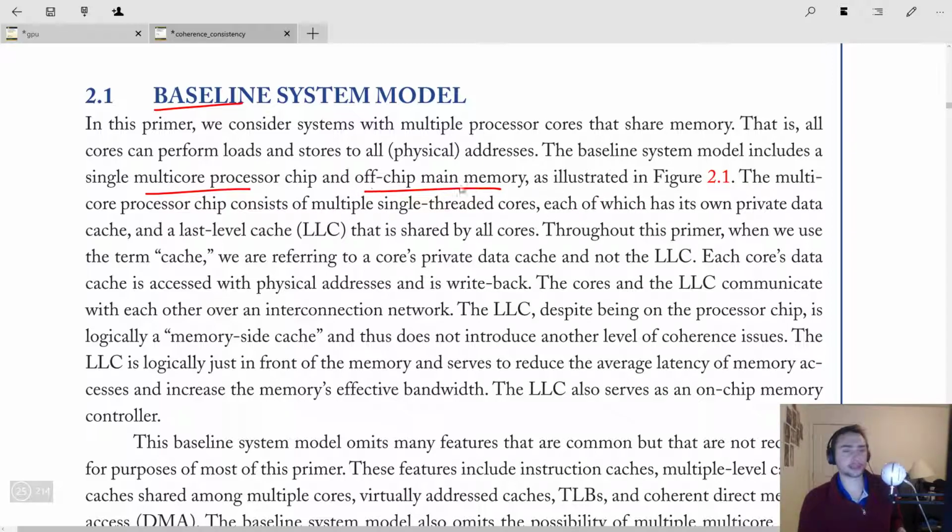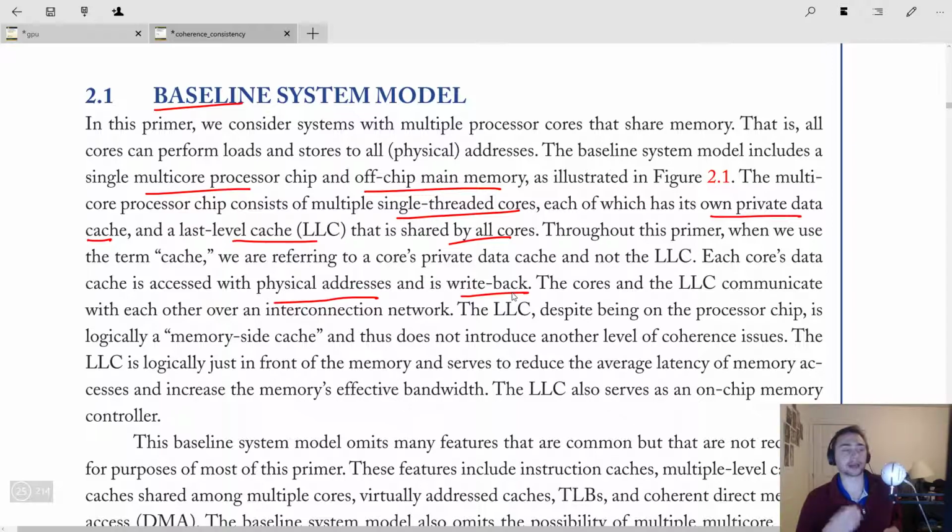So we'll consider a scenario where we've got a multi-core processor chip, and each of the cores has some number of multi-threaded cores. The exact number doesn't really matter. That's more of a scaling issue. We'll also assume that each of these cores has its own private data cache, as well as a shared last level cache that all cores are connected to. This is like having a private L1 cache and then a shared L2 cache. Each core's data cache is accessed with physical addresses and is write back.